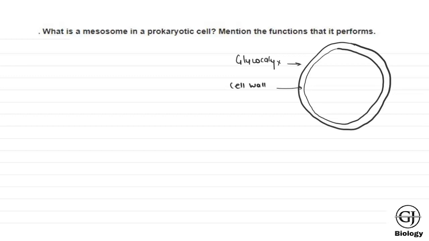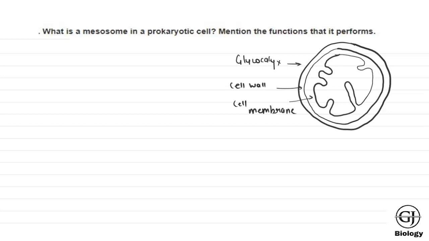If we look at this plasma membrane in a prokaryotic cell, it is present in infolded forms. So this one is infolding, this one is infolding, this one is infolding. These infoldings are towards the cytoplasm. So these plasma membrane or cell membrane invaginations inside the cytoplasm are called mesosomes.